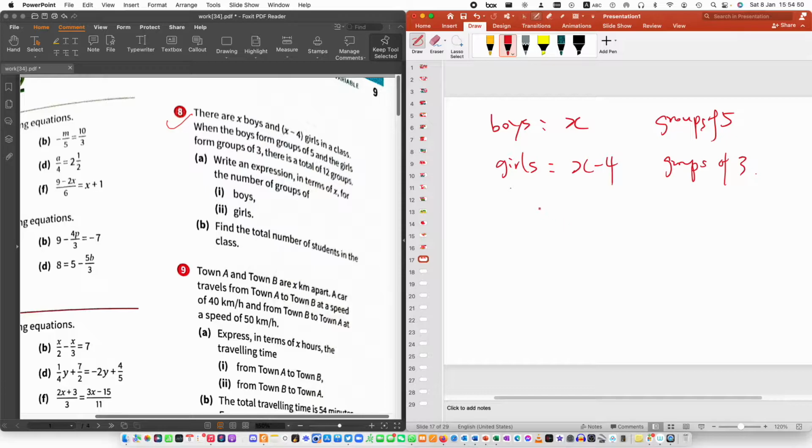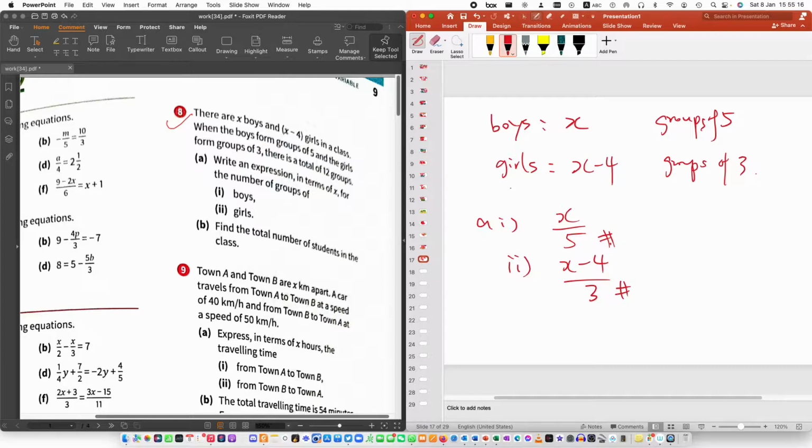So for boys, part 1, for boys is x over 5. Did you get x over 5? Or do you understand why x over 5? Got 5x? Okay, let me tell you why 5x is wrong. Then part 2 is x minus 4 over 3.